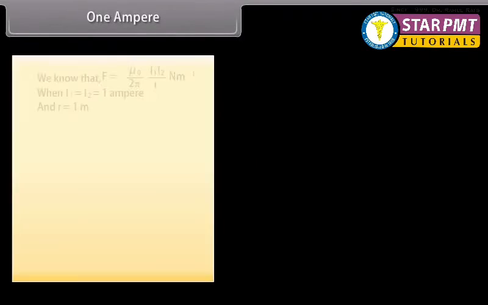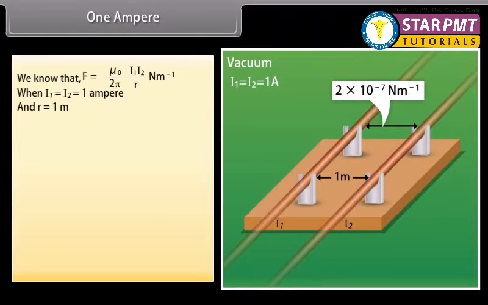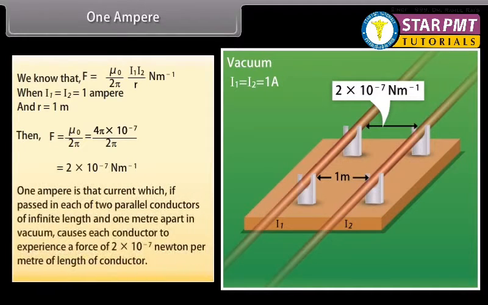One ampere. We know that F is equal to mu naught upon 2 pi multiplied by I1 I2 upon r, when I1 is equal to I2 is equal to 1 ampere and r is equal to 1 meter. Then the value of F is equal to 2 into 10 raised to the power minus 7 newton per meter. Therefore, 1 ampere is that current which, if passed in each of the two parallel conductors of infinite length and 1 meter apart in vacuum, causes each conductor to experience a force of 2 into 10 raised to the power minus 7 newton per meter of length of conductor.